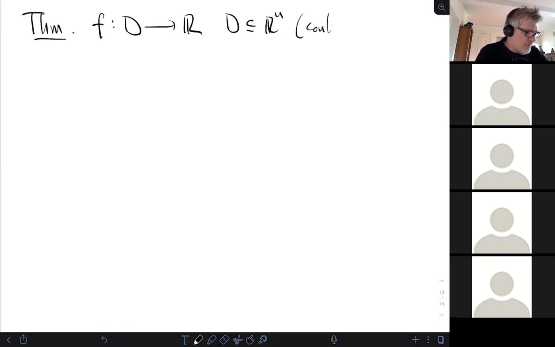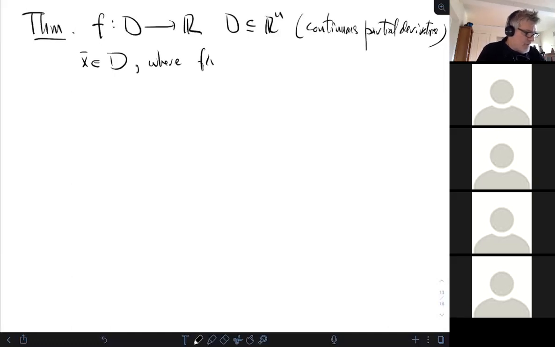Let me write it. X bar is my point in D, and I'm going to call the value of f at this point k. Why do I need this? I need it because I want the level surface which contains x bar. We're going to make an extra assumption.